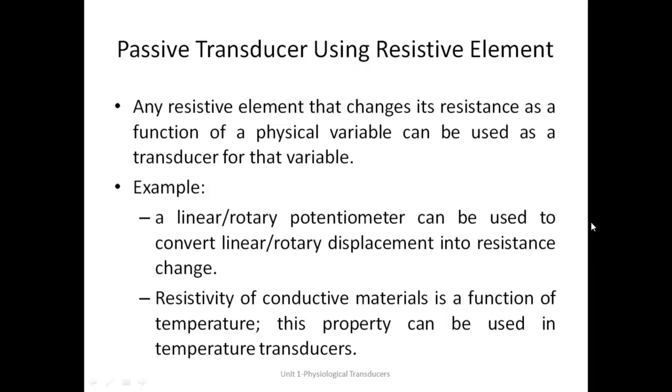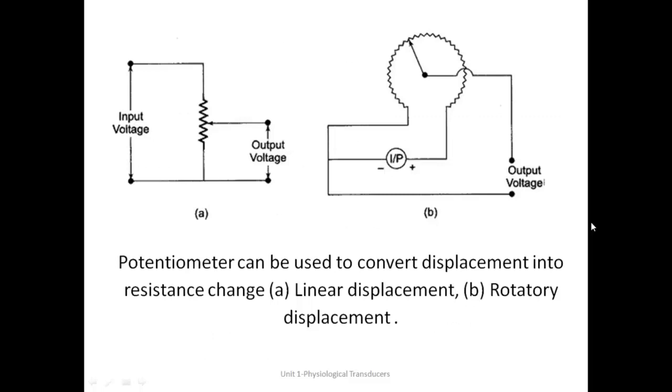Then similarly, the resistivity of a conductive material sometimes is actually a function of temperature. There are certain substances out of which if you make a resistor, they are very sensitive towards temperature. That means as the temperature rises, the value of that resistor changes. So that property can actually be used to design a resistive passive transducer for temperature variations, right? So here you can see in the figure, this is an example.